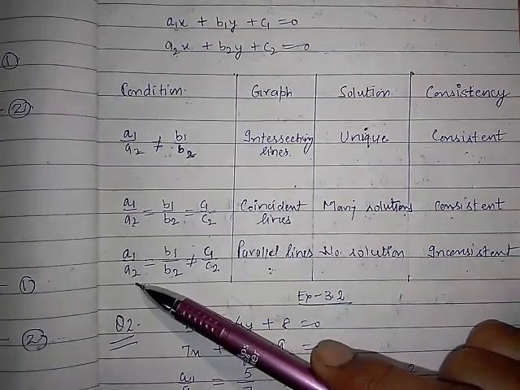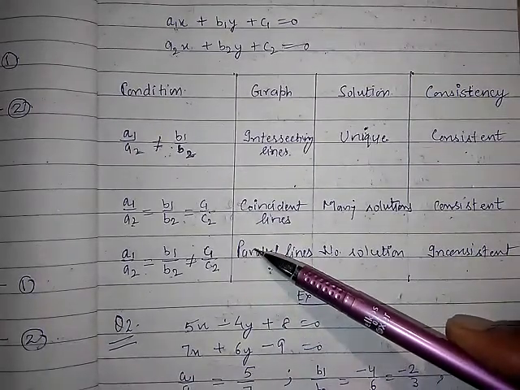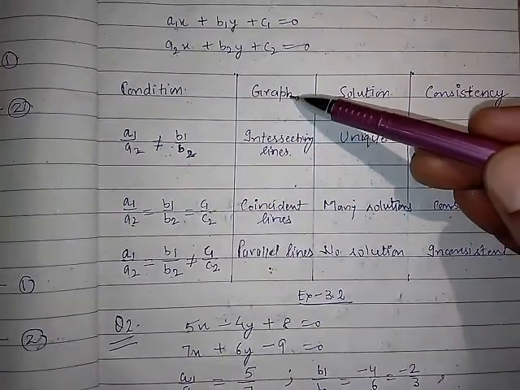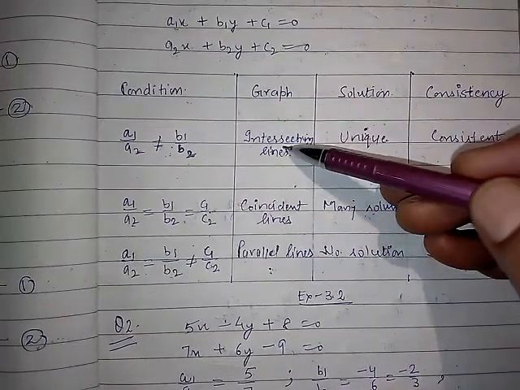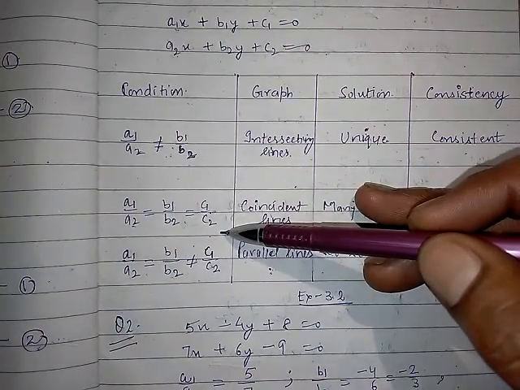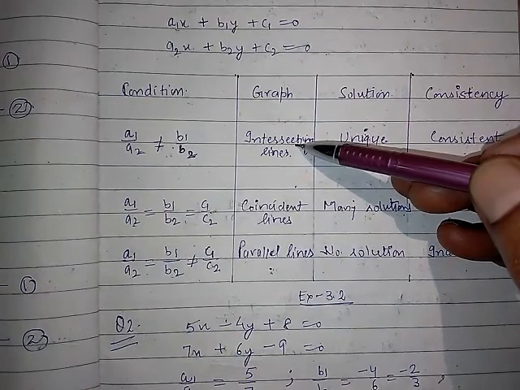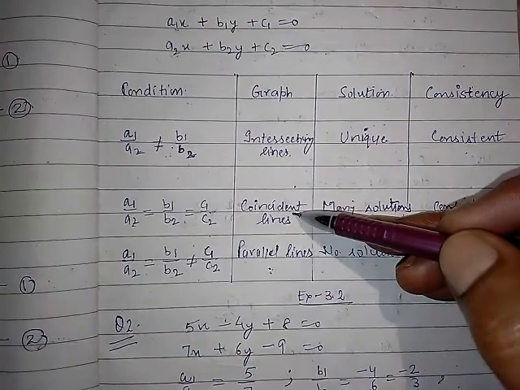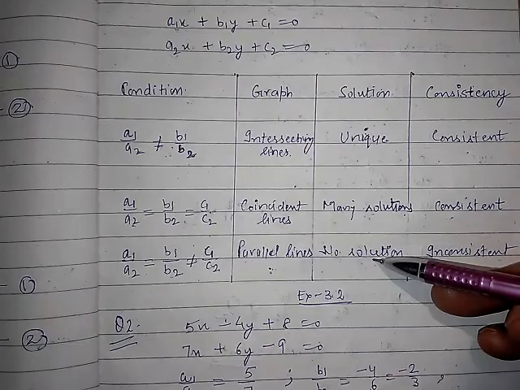Then come to the third condition. If the first two ratios are equal but the third one is not equal, it means these lines will be parallel lines. So without drawing the graph of the given two equations, we can directly say which kind of lines there are. How can you find out? By comparing the ratios. Clear? Already in the last video I told you, if intersecting lines are there, the solution will be unique. If coincident lines are there, infinitely many solutions. In case of parallel lines, no solution is there.